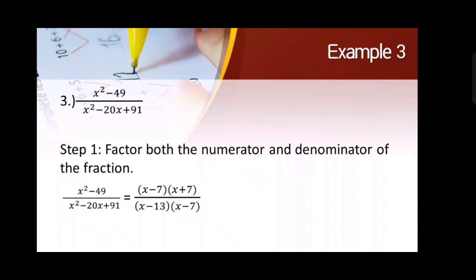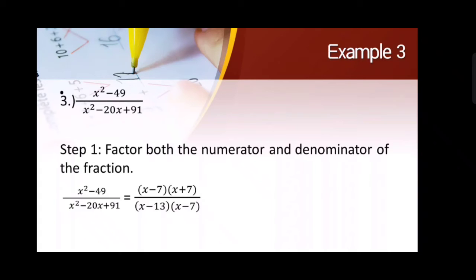Example number 3. x squared minus 49 over x squared minus 20x plus 91. So again, factor both the numerator and denominator of the fraction. The numerator can be factored into x minus 7 and x plus 7, while the denominator can be factored into x minus 13 and x minus 7.